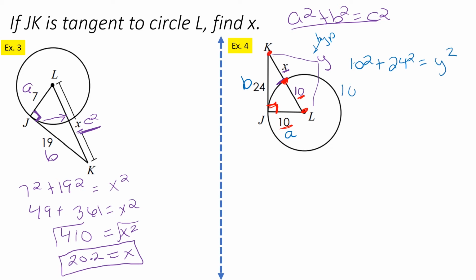So simplifying, we get 100 plus 24 squared, 576, is equal to y squared. Adding them, I get 676 is equal to y squared. Then I want to take the square root. Square root of 676 is 26. That is a perfect square.